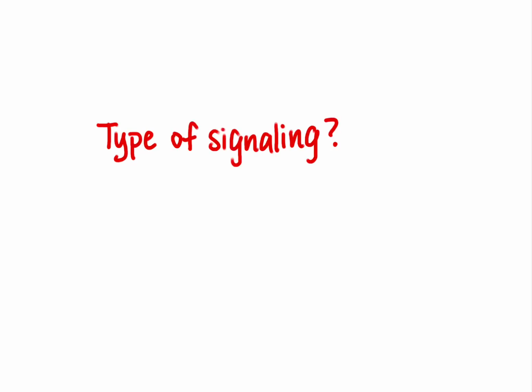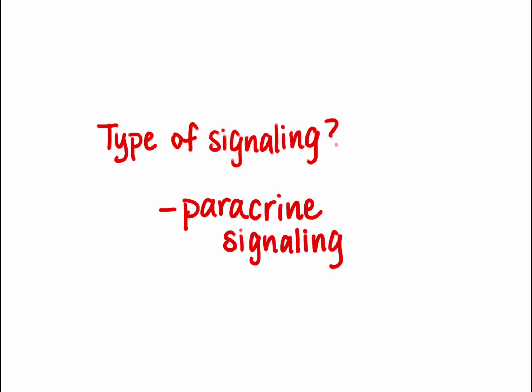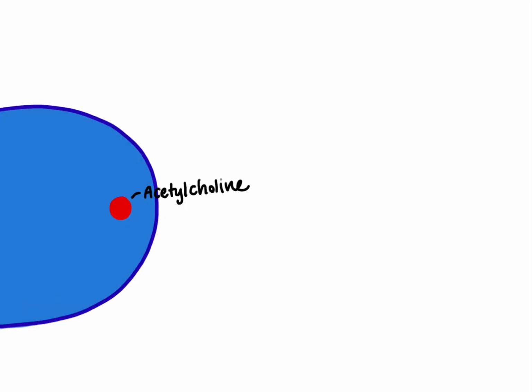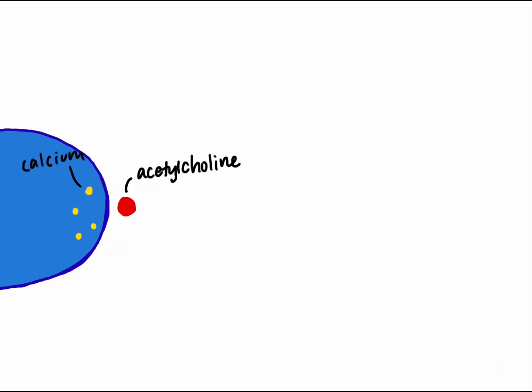First off, acetylcholine is a paracrine signaling molecule, which is a type of cell-to-cell communication using chemical messengers. Acetylcholine is found in motor neurons that are located in the spinal cord or brainstem. To begin signaling, an action potential sends an electrical signal to travel down the motor neuron. This leads calcium to enter the synaptic terminal, releasing acetylcholine.